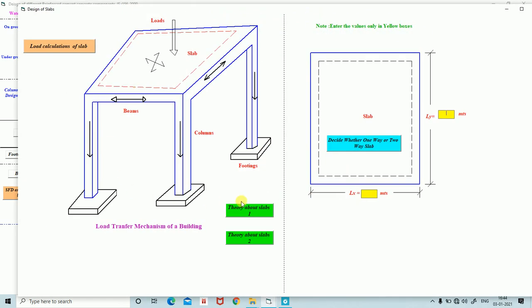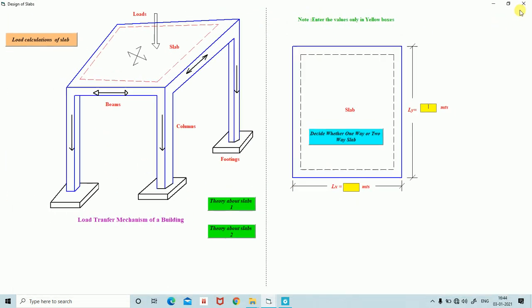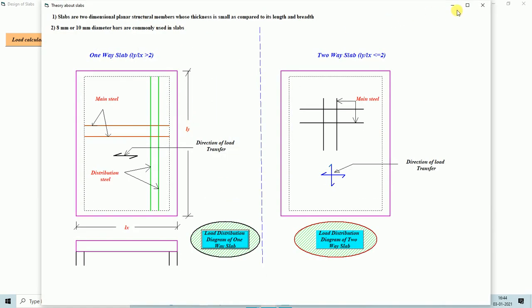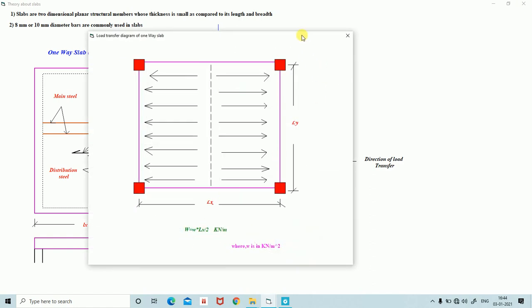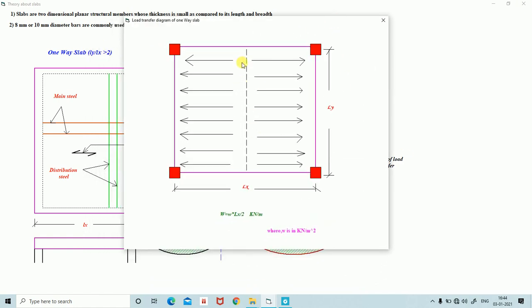Just click on this, then you will get a pop-up window like this. Then we go through a little bit of theory about slabs. Depending upon its aspect ratio, that is Ly by Lx, the slabs are divided into two types: one-way slab and two-way slab. Let us click on this load distribution diagram of one-way slab. This is the load distribution diagram of the one-way slab. This is Lx and this is Ly, that is the shorter span and longer span direction.